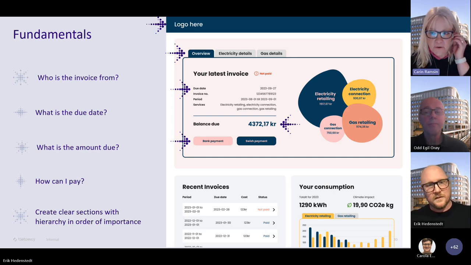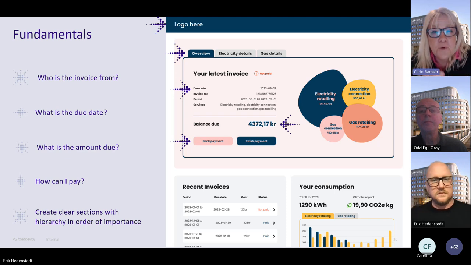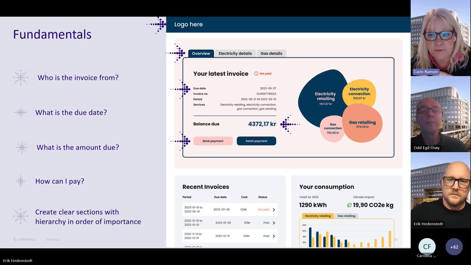Very interesting. So now we have covered what not to do, and we have also looked at some interesting suggestions of how to use shapes and colors to also ensure that everybody can see different things on the invoice. But what should we do more? Well, firstly, of course, we need to ensure that it's easy to find the most important information, like who the invoice is from, what should be paid and when, and also ensure that the customers understand how they can pay.